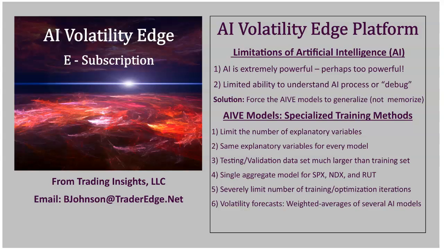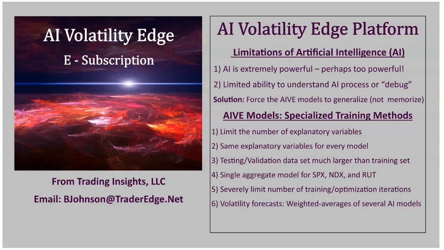The fourth method that I used with training the AI VE models was that I used a single aggregate model for the SPX, NDX, and RUT. It would be, in some cases, logical to actually build an SPX model, build an NDX model, and build a RUT model. There's a logic to that because the implied volatility structure is actually different.